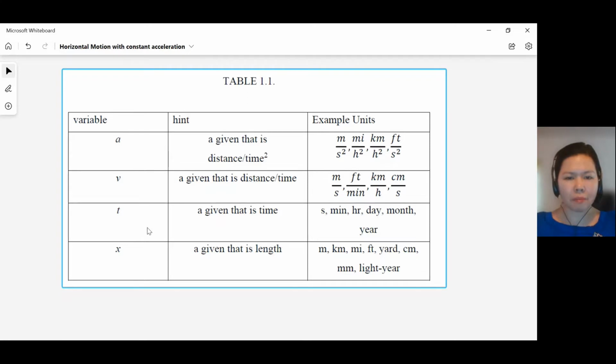Next is time. Obviously, any given that is time. We have seconds, minutes, hours, days, months, years. Those are the sample units for time. And x, we have any given that is length. So any given that is meter, kilometer, mile, feet, yard, centimeter, millimeter, light year. These are sample units of length or variable x.